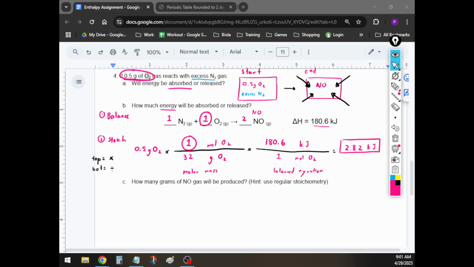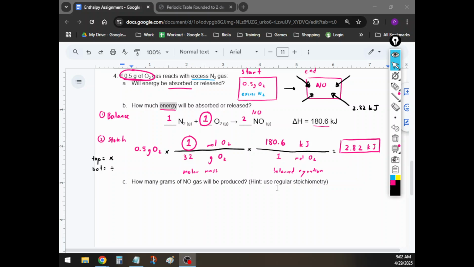All right, so let's go back to the picture that we drew in the beginning, right? The picture was telling us if you combine 0.5 grams of O2 and excess N2, you're going to make NO, and the system is going to absorb energy. Well, the math that we did is basically telling us it's going to absorb 2.82 kilojoules of energy. That's the amount of energy that's going to go into the system. Okay, that's what this math is about. It's telling us how much energy is going to actually go in. It's giving a number to the concept we already know. We already know it's absorbing energy, but we're figuring out how much energy is being absorbed.